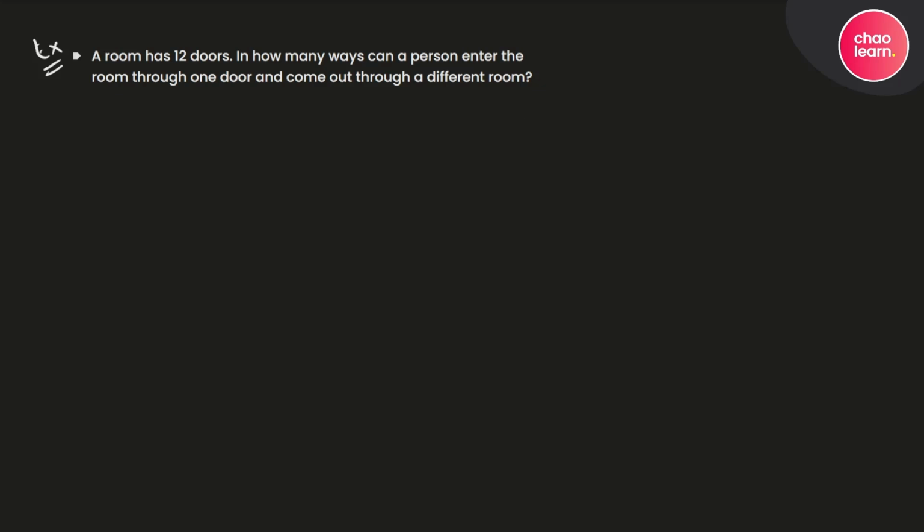A room has 12 doors. So a room is having 12 doors. In how many ways can a person enter the room through one door and come out through a different door? So our room has 12 doors. In how many ways can a person enter the room through one door and come out through a different door? So let me try to explain the question first.